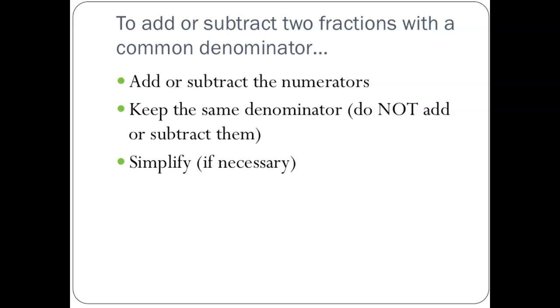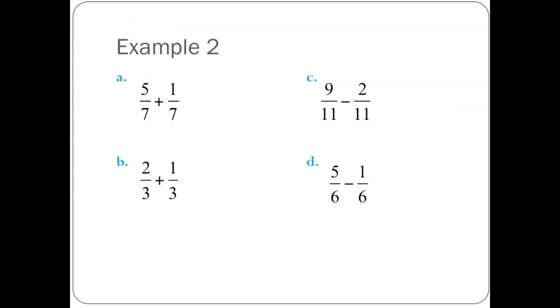So let's go ahead and look at some examples. So we have 5/7 plus 1/7. You're going to add the numerators and keep the denominator. So this would be 6 over 7. All right, the next one we have 2/3 plus 1/3. That's going to equal 3 over 3. Simplifying that, that's equal to 1. So our answer here is 1.